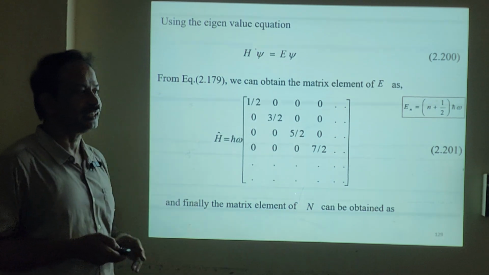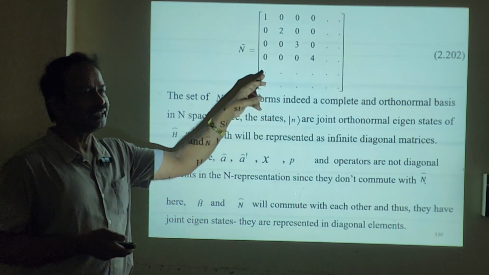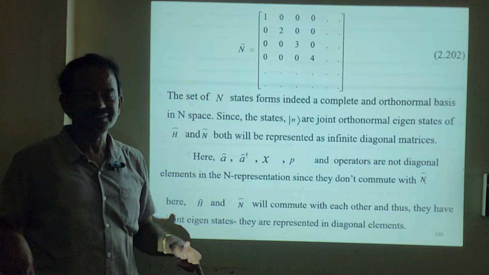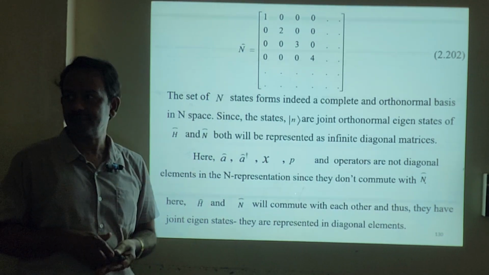Finally, the number operator n. The number operator n takes the values 1, 2, 3. Those are also the diagonal elements. See, n equals 1, 2, 3.